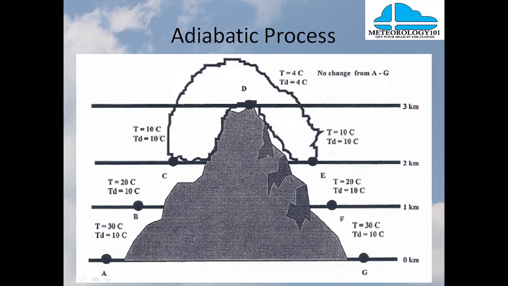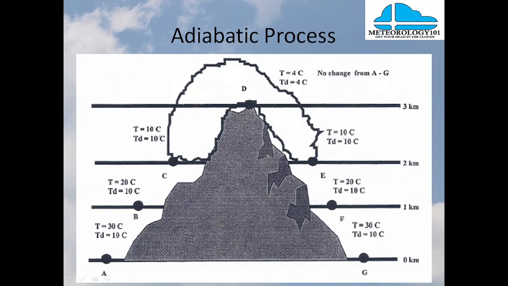So on the adiabatic process, it starts at the surface at A. We're going from A to G. If you look at the top right corner, there's no change from A to G. What happens is this air parcel, all moisture content, and everything in that parcel stays in that parcel. It doesn't mix with the outside surrounding environment. So 30-degree temperature with a 10-degree dew point. Dew point's remaining constant within that parcel.